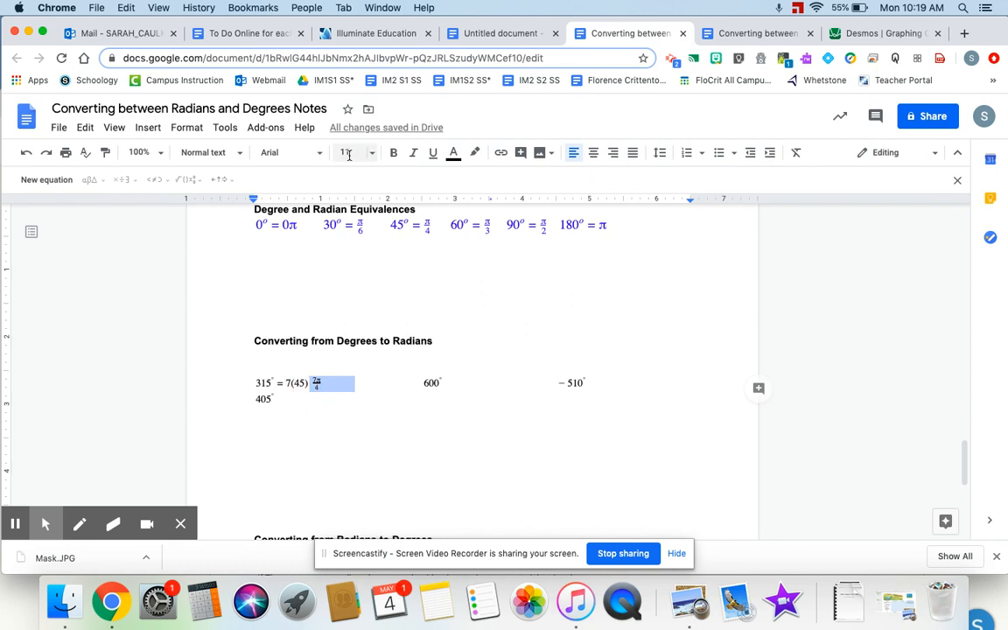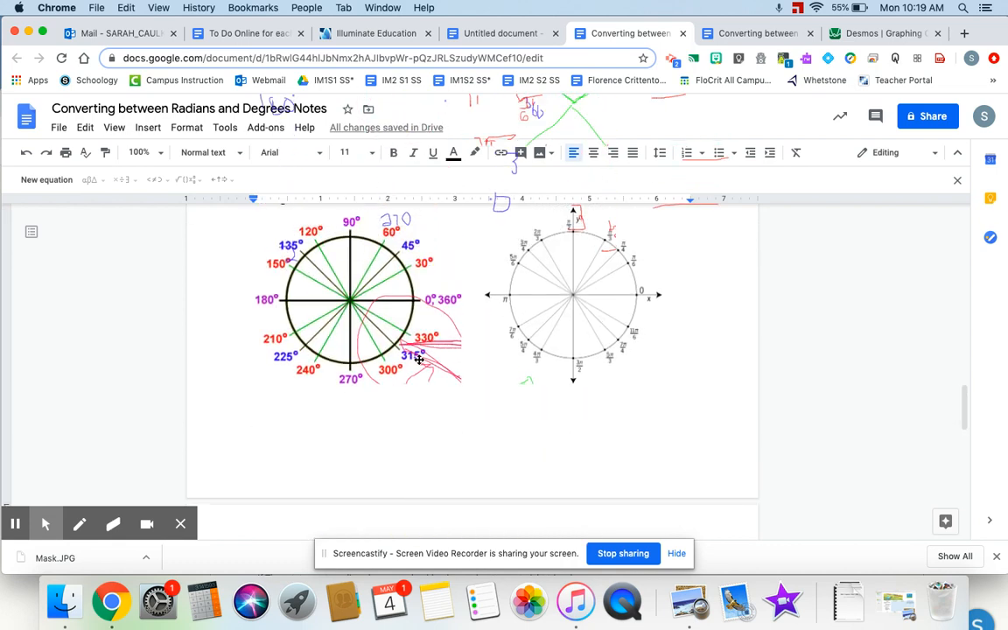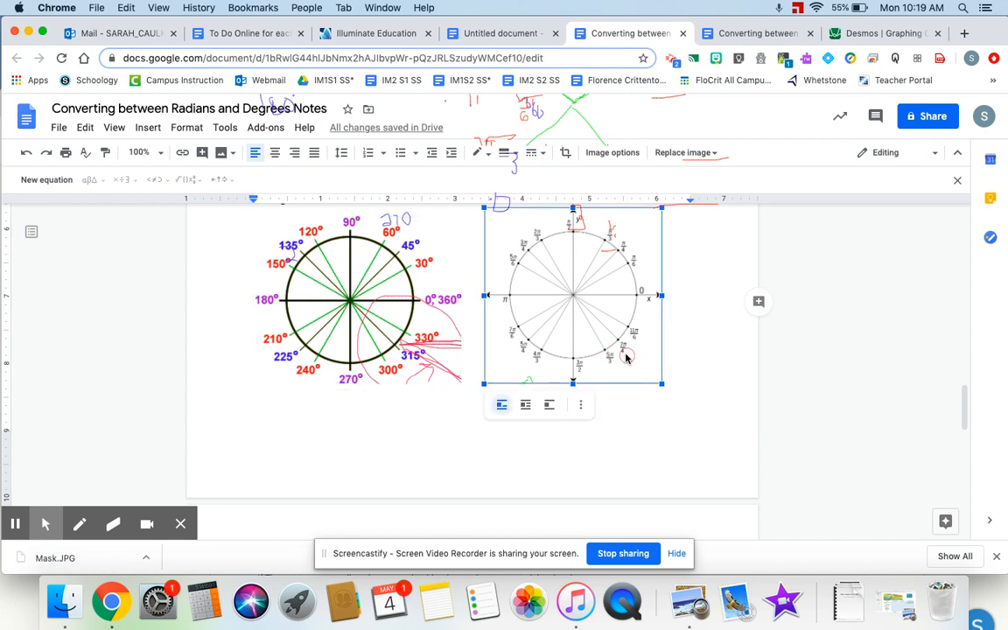Now my degree is in a radian, because I figured out I could divide it by 45s. I figured out how many 45s went into 315. That's 7 of them, and 45 is a pi over 4. So 315 is the same as 7 pi over 4s. And if you look up at the unit circle, 315 is right here. So is 7 pi over 4. It's in the same exact spot on that unit circle.